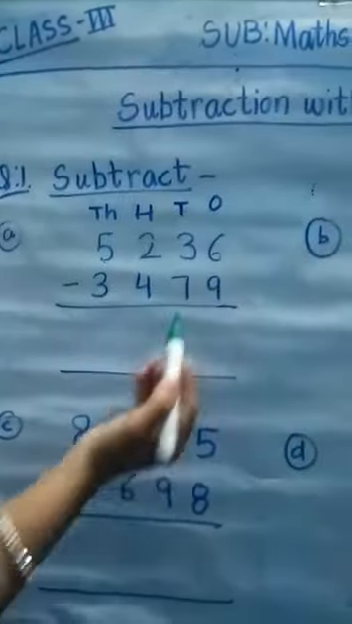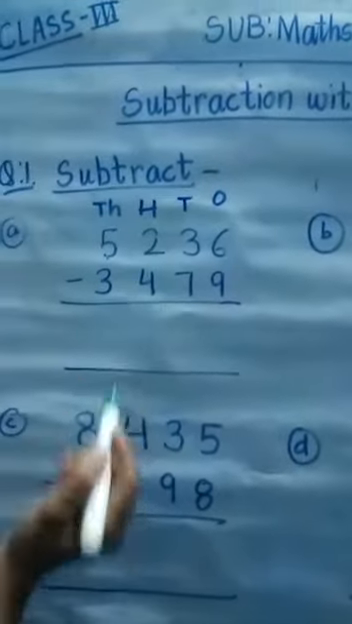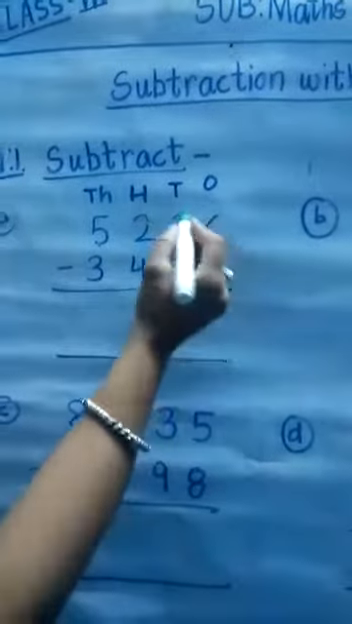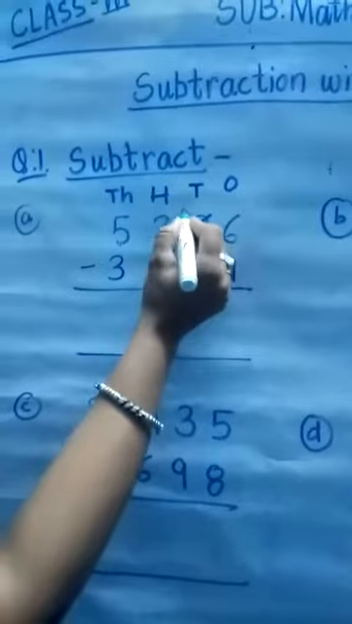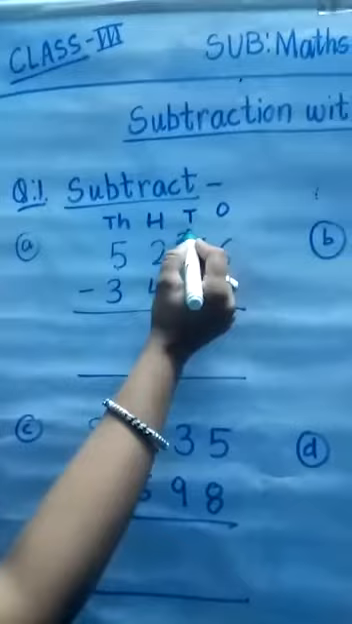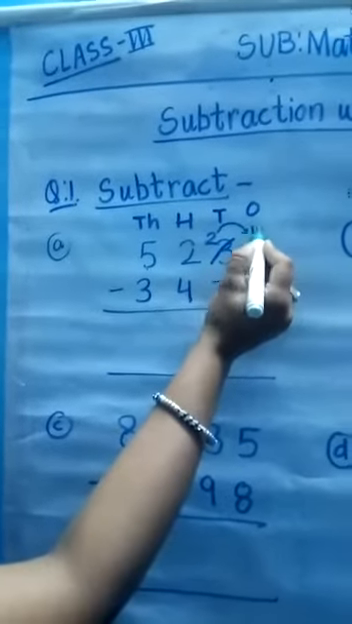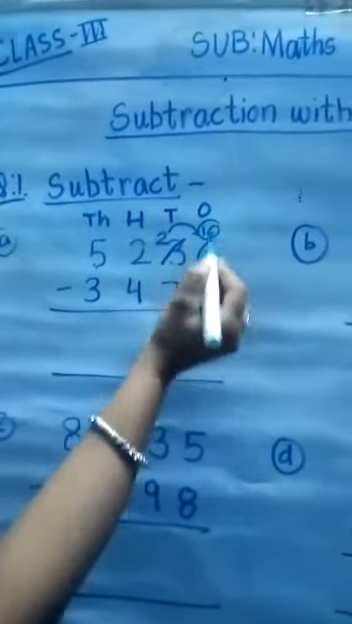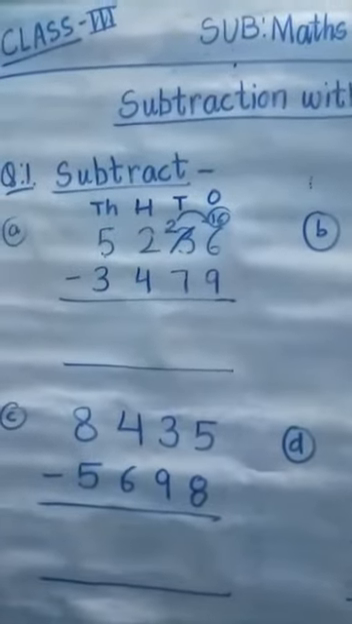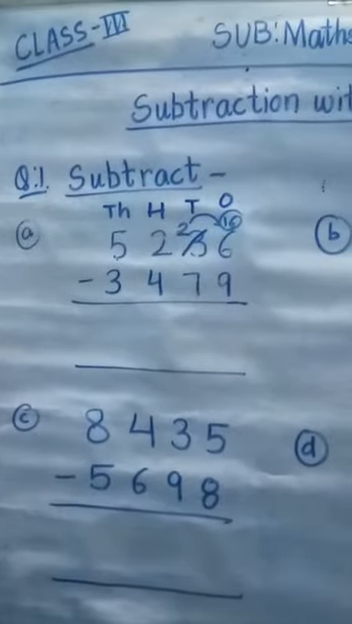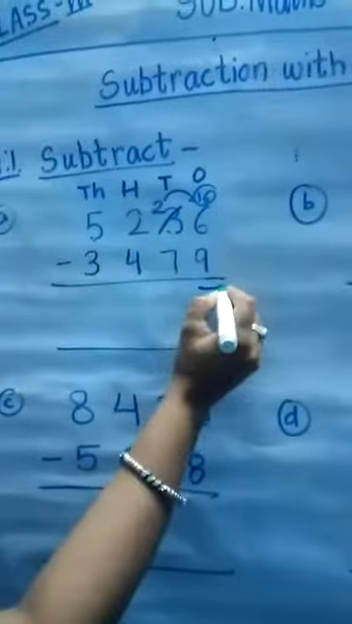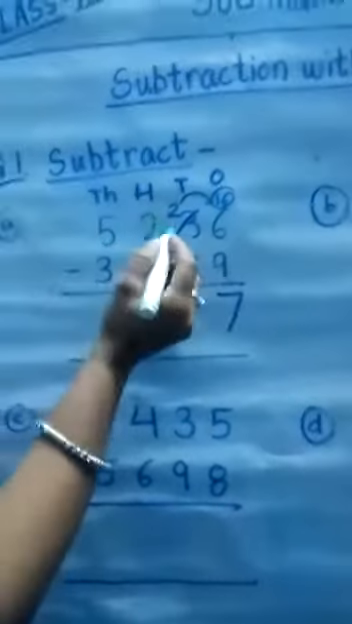So first we have to start from ones place value. Subtract the ones. So in this we are not able to subtract 9 from 6. So we have to borrow from tens. So it will be 2 tens. We have to take 1 tens from here. So this number will be 16. So now we have to deduct 9 from 16. So after 9 we have to start counting 10, 11, 12, 13, 14, 15, 16. How many numbers are here? 7. So now come to the tens place value.